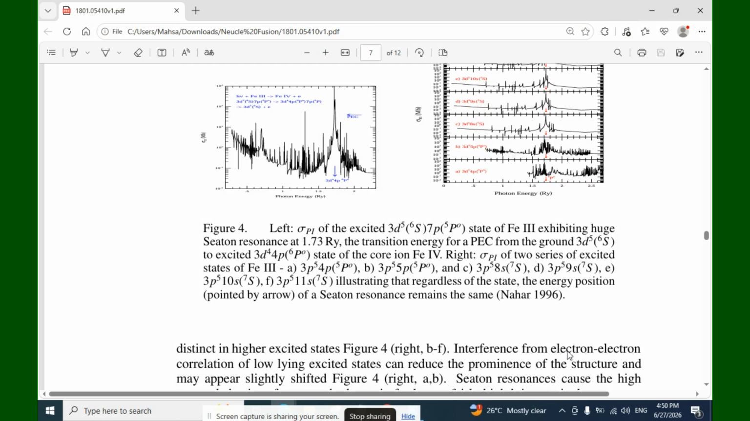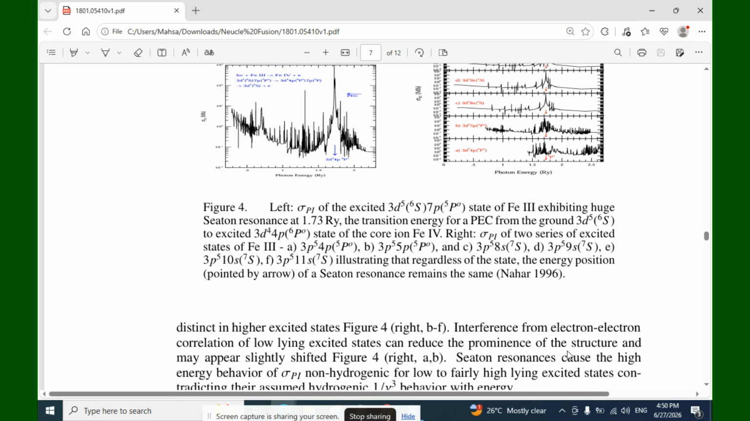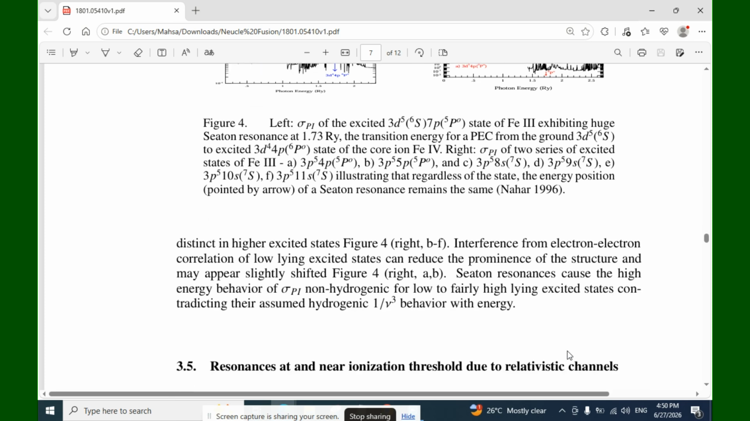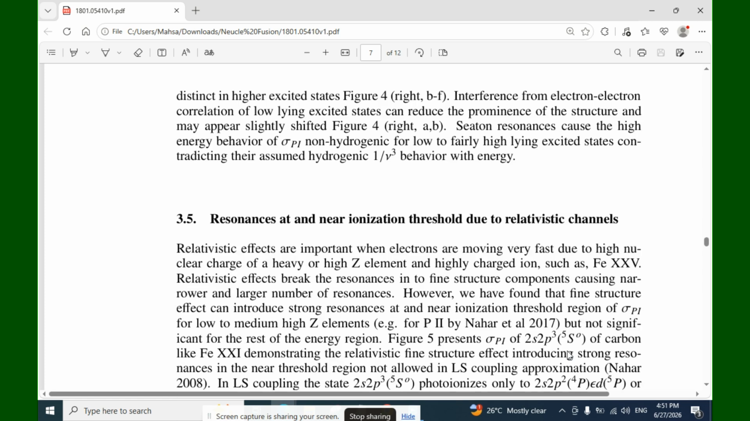The transition energy for the PEC is actually from the ground to the excited state of the core ion Fe IV. Right section, we have sigma PI of two series of excited states of Fe III, also illustrating that regardless of the state, the energy position, pointed by the arrow, of a Seaton resonance remains the same.